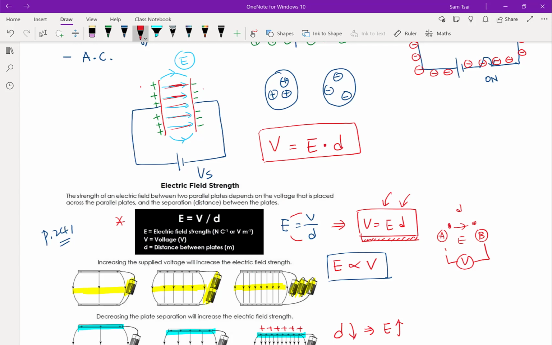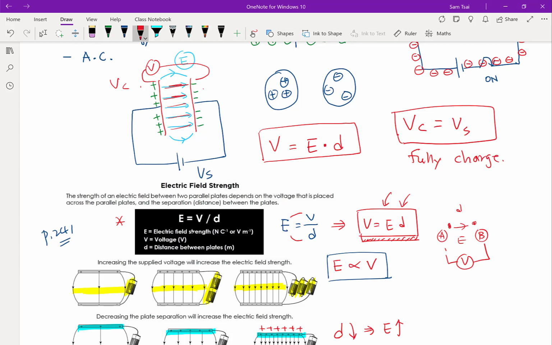So if we join a voltmeter here, we will see this is the voltage of the capacitor, and when the voltage of the capacitor equals the voltage of the source or the battery, then it is fully charged, because the battery cannot push any further charge into the capacitor, so it's fully charged. So this is the first thing. We know there's a voltage between the two plates.